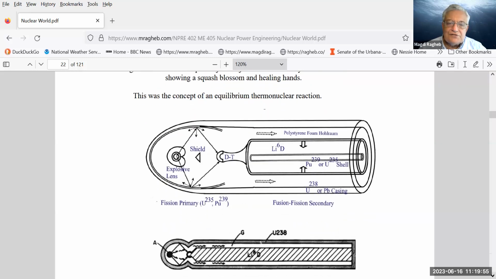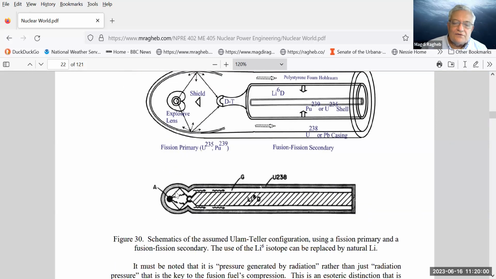Ulam-Teller configuration. This is my drawing here. That is supported by another author, Weinberg, I think is his name, where he shows that ellipsoid of revolution, the radiation from the atomic bomb concentrating from one focus to the other and propagating in the polystyrene or foam, just plain foam, into a long cylinder that contains lithium-6 deuteride. He's not showing the spark plug, but he suggests that the casing could be uranium-238. This diagram and this diagram both show that they used lithium-6 deuteride.